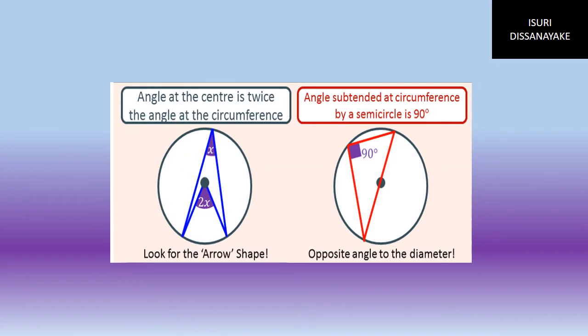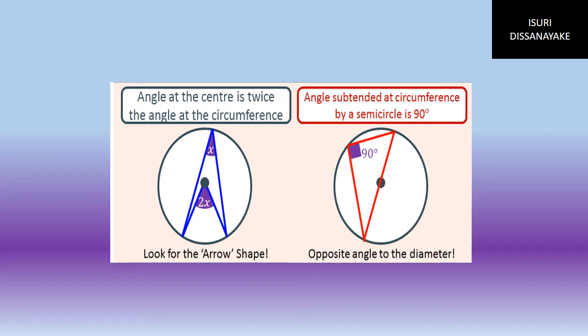Angle at the center is twice the angle at the circumference. Look at the first image in blue. The angle at the circumference is x. Therefore, the angle at the center is twice x, which is 2x.